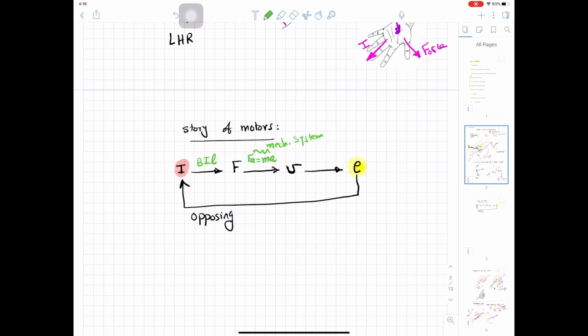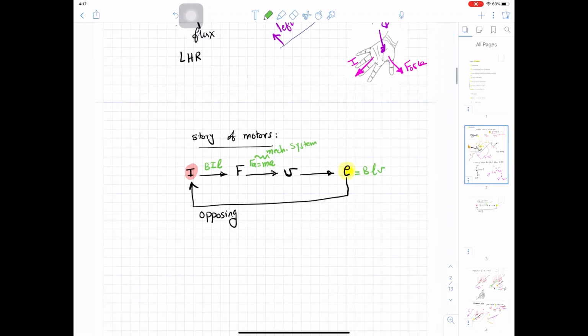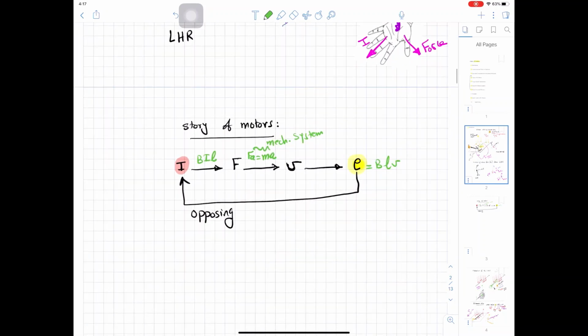Once you have a velocity v, or the wire starts to move, it will generate E, and the relation between E and v, the velocity, is that E equals BLV. And these are the equations that govern the operation of motors, which later on will be translated into a set of equations, an equivalent circuit, and even a block diagram for control. Okay, just this story.